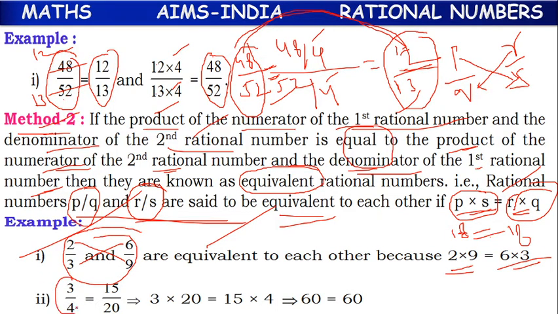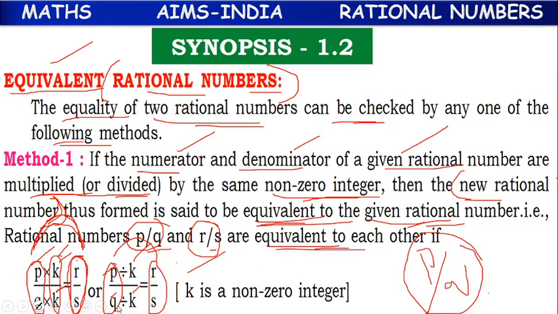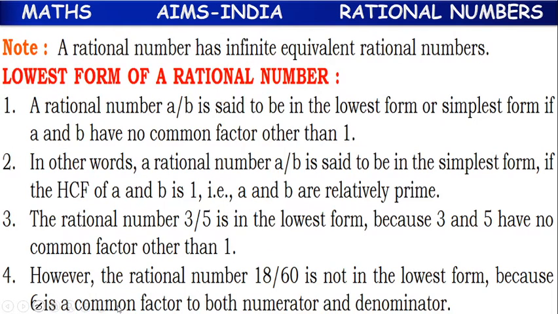Or another example, 3 by 4 and 15 by 20. 3 into 20 is 60, 15 into 4 is 60. Both the products are equal. So, the given rational numbers are equivalent. So, by cross multiplication also, we can find whether they are equivalent or not. Like this, we have two methods for finding equality of two rational numbers.